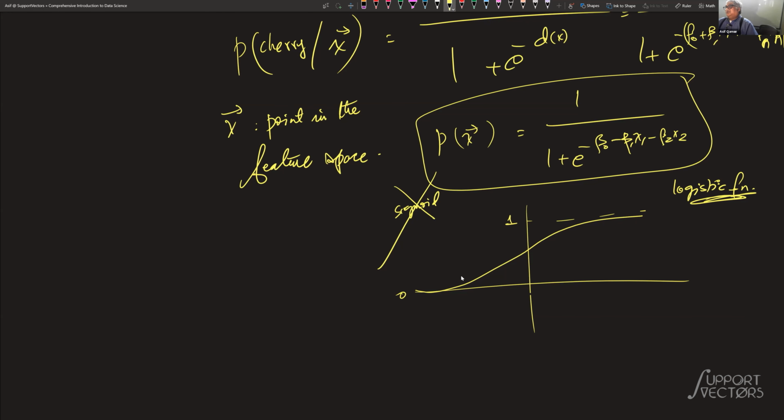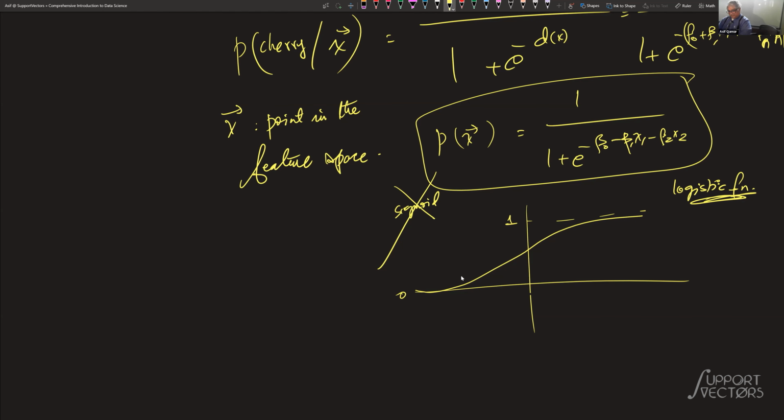Logistic is by far one of the most commonly used sigmoids to model such behavior, population dynamics, and many, many things. And in fact, this is logistic regression. What I just taught you is logistic regression. Are we together? So you take data and then you do that.